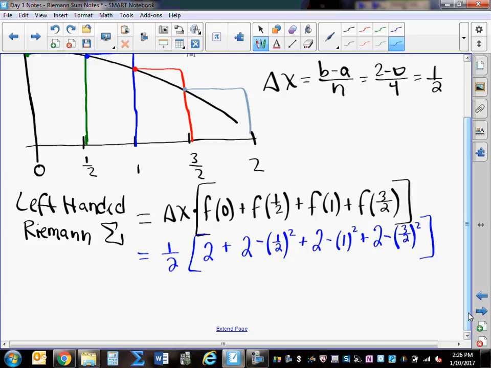Now, if I were to ask you if this was an overestimation or an underestimation, what would you say? Yeah, this is an overestimation. Notice we had a decreasing function with the left-hand interval, so this ends up being an overestimation.